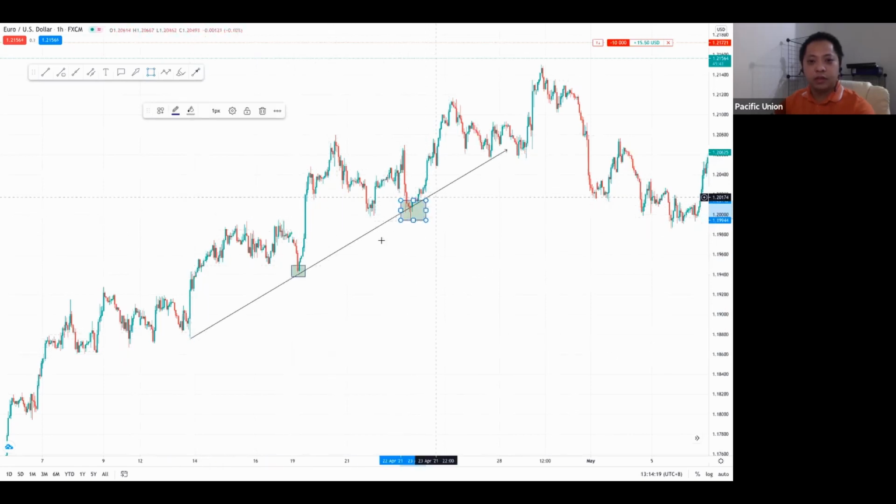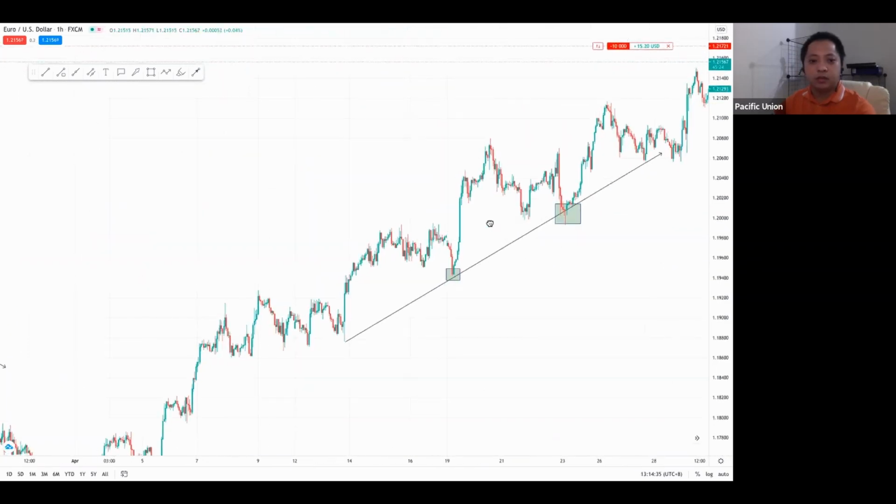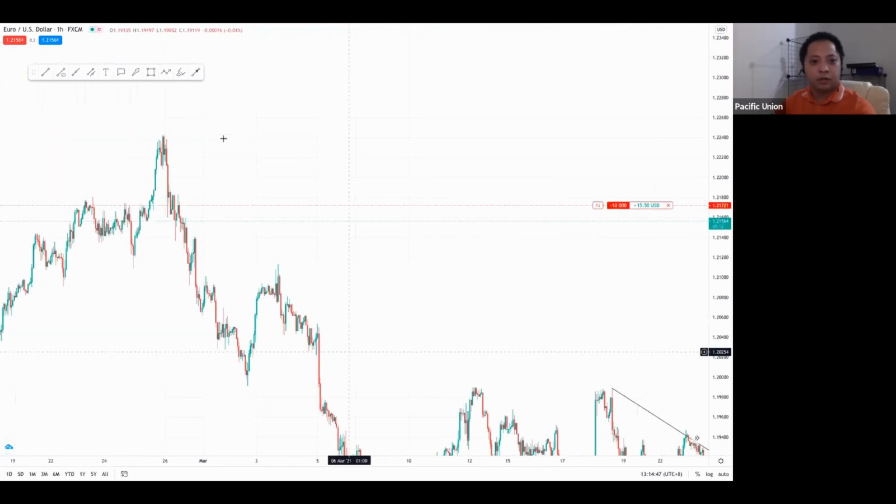So you could say that this trend line is valid because as you draw the trend line, the price actually followed the trend line or respected the trend line 3 times. All right, that is what you would consider a valid trend line. Now let's look for a downtrend. Let's try this one.